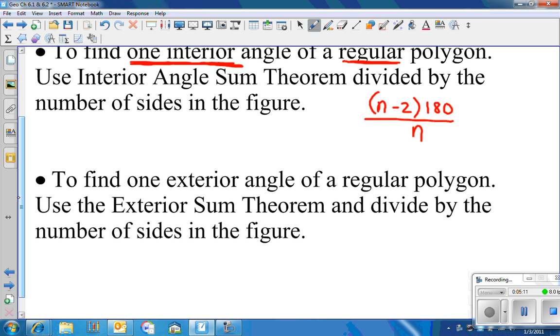All right, to find one of the exterior angles of a regular polygon, it's 360, because that's all the exterior angles, divided by the number of sides of your figure. And that's only to find one exterior angle, and it has to be a regular polygon.